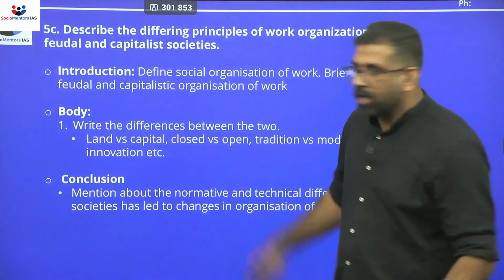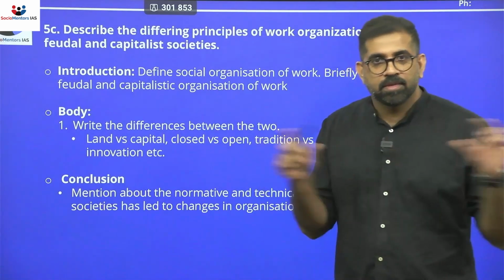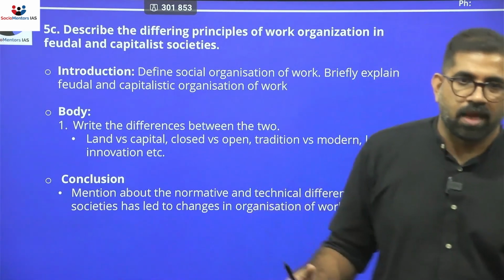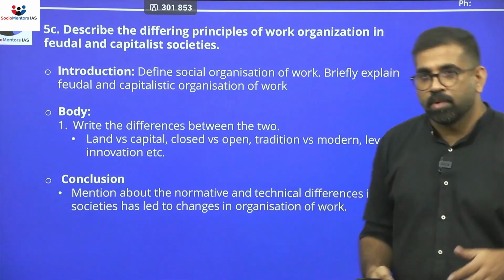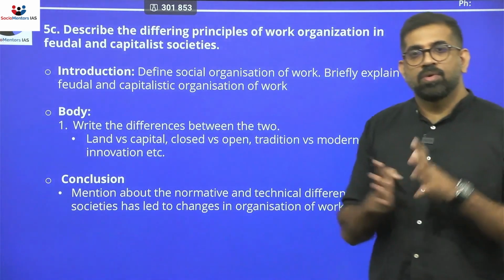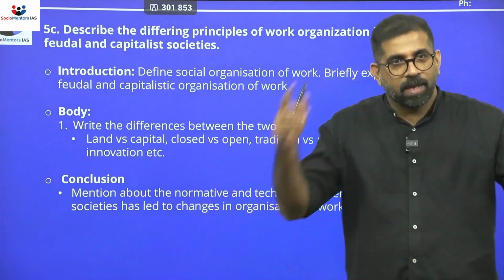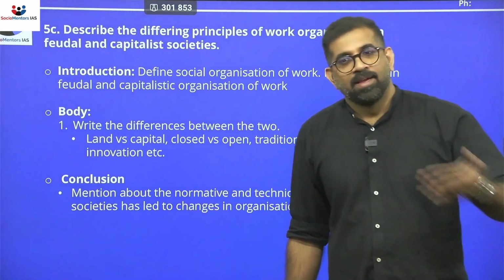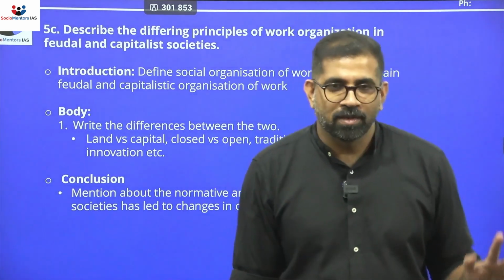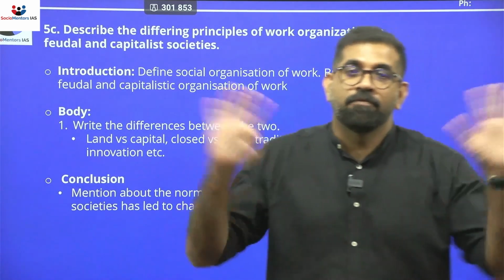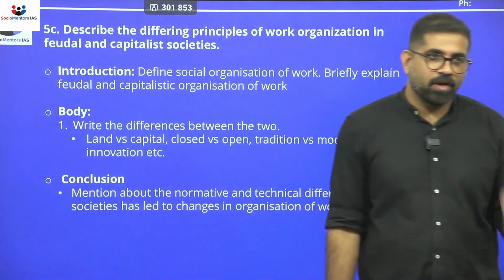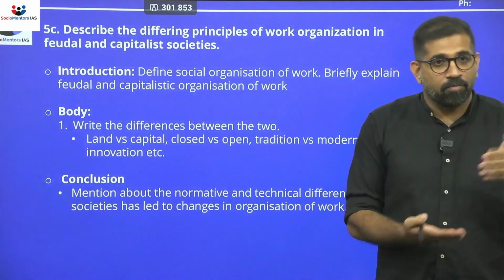Is it clear? And then you can give the heading: differences between the social organization of work in feudal society and capitalist society. Draw a table. Most of the students will write this as 2 separate paragraphs. In the first paragraph, they will explain the feudal organization of work. In the second paragraph, they will explain the capitalist organization of work. There will not be any differences there. Just these 2 explanations. See, if you are asked to write the differences, you have to compare.